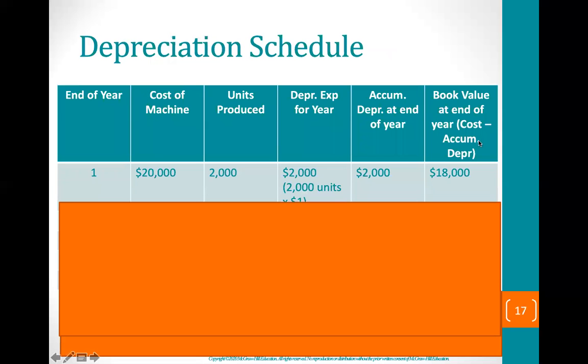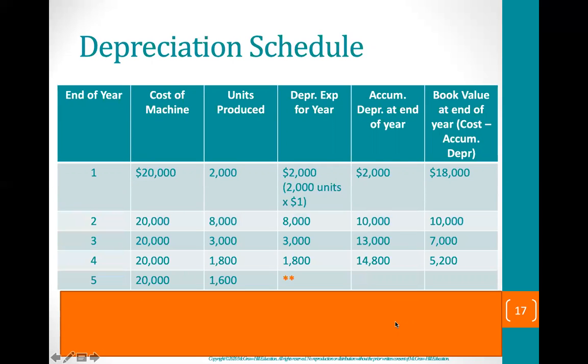So let's take a look at our depreciation schedule. In the first year, the machine cost, as we said, was $20,000. We actually produced 2,000 units. So our depreciation expense for the year is $2,000. 2,000 units times that dollar rate we calculated on the previous slide. Accumulated depreciation at the end of the year is $2,000. In the first year, remember, accumulated depreciation is equal to depreciation expense. So our book value at the end of the year is $18,000. We'll continue this on for the rest of the years.